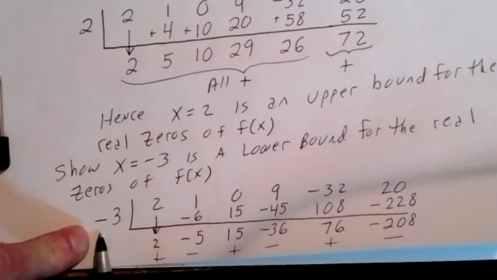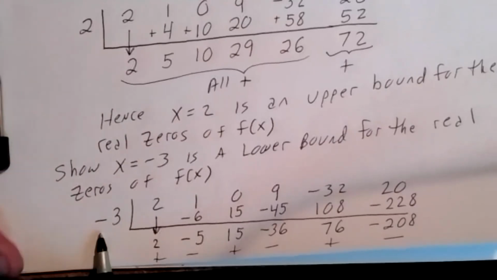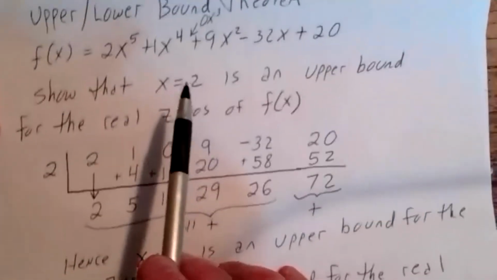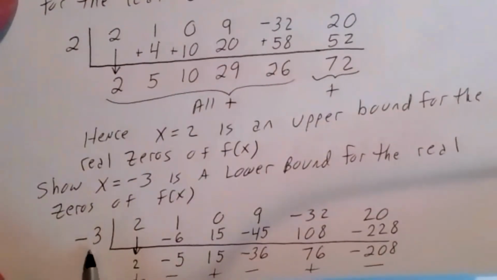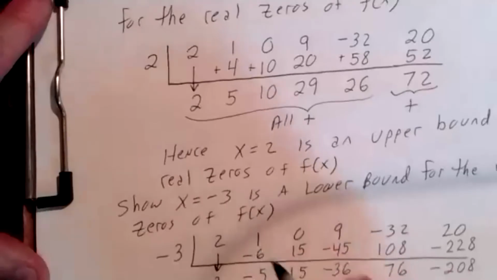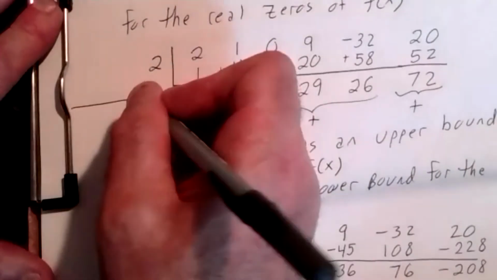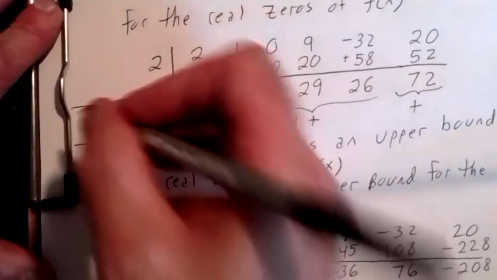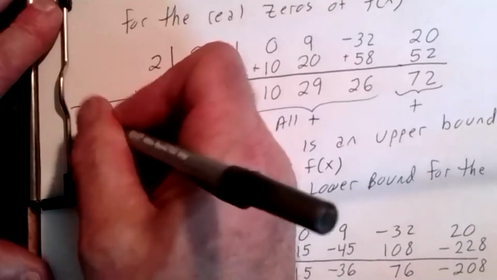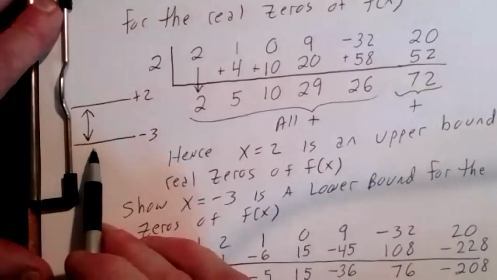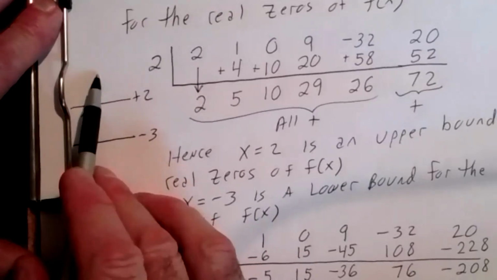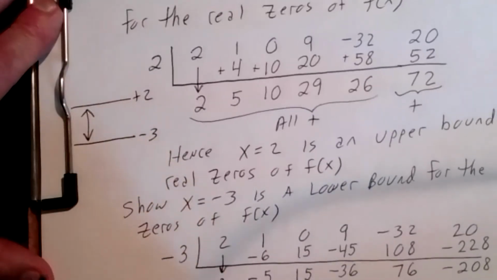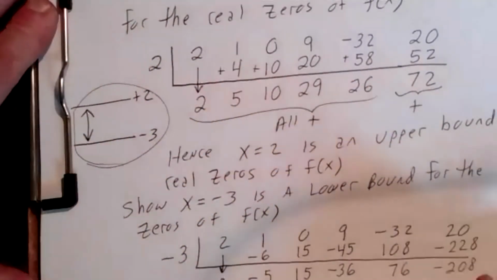of the real zeros of f of x, meaning that you're not going to have any real zero for this polynomial that's less than what? -3. Do you agree? You're not going to be able to find one because this is the lower bound. So what have we discovered? We've discovered that 2 is the what? Upper bound, and -3 is the what? Lower bound. You agree? Our real zeros have to lie in between these. You're not going to have any real zero greater than 2 or any real zero less than -3. That's what the upper lower bound theorem guarantees.